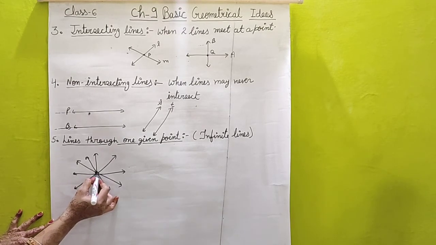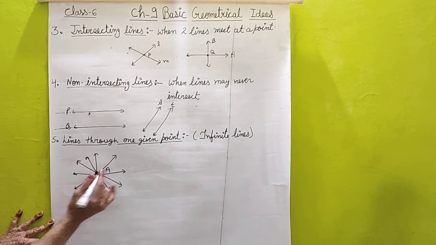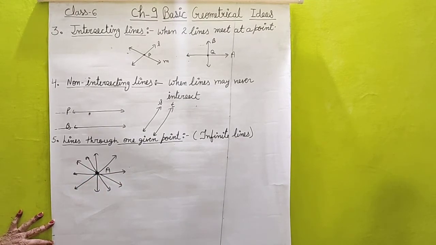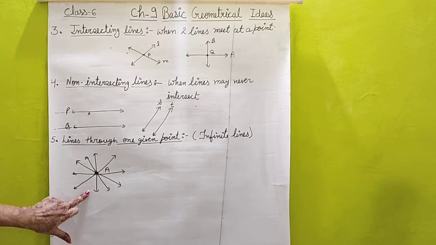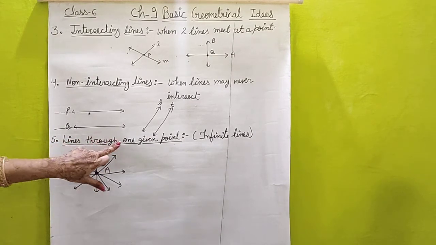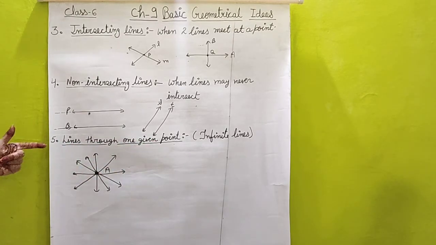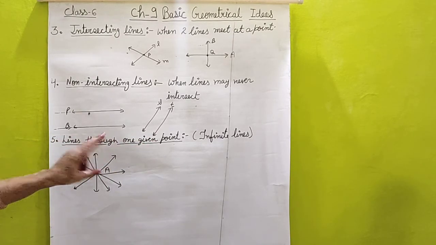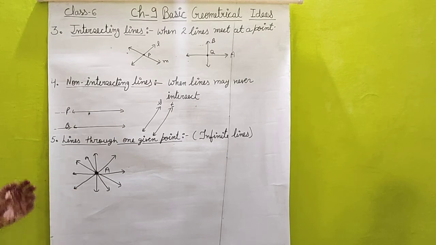And students, this point I am giving the name A. Through this given point A, we can draw an infinite number of lines. Okay, so point 5 was lines through one given point. Now point 6, I am taking lines through two given points. When 2 points are given, how many lines can we draw?